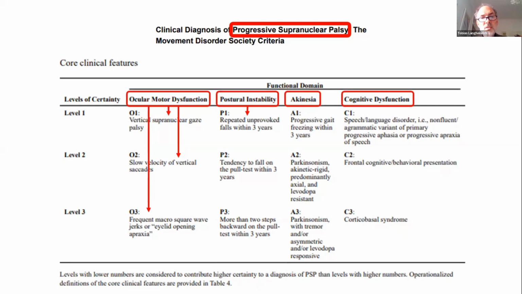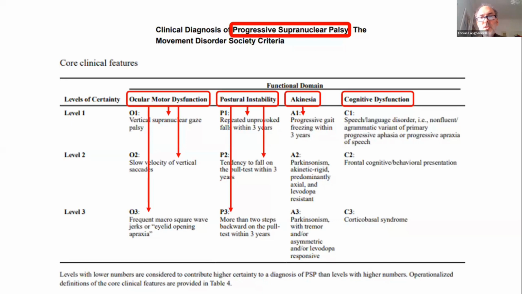So this criterion is immediately met. And if it's less, this is the level of certainty, P1, O1, A1, this makes your diagnosis very certain. The lower you go, the less certain it is, but still to be considered. So here you only have a tendency to fall when you do the pull test, or here you do the pull test and they take a few too many steps.